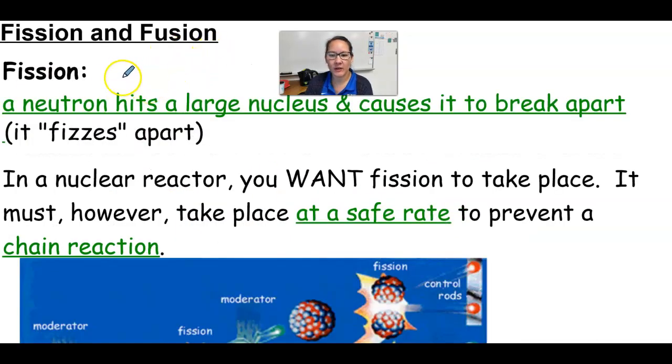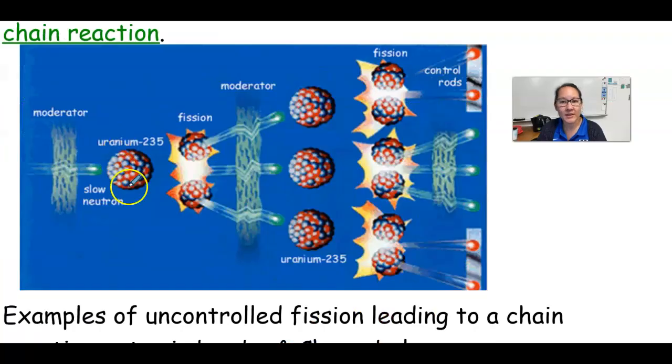Fusion and fission. Fission is when a neutron hits a large nucleus and causes it to break apart. It fizzes apart. Also, I like to think fission is division. In a nuclear reactor, you want fission to take place. It must, however, take place at a safe rate to prevent a chain reaction. So in this diagram, we can see the bombardment with a neutron of this heavy uranium atom, and then notice it divides or breaks apart.